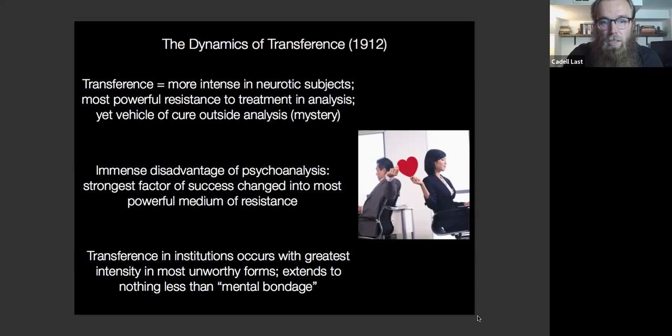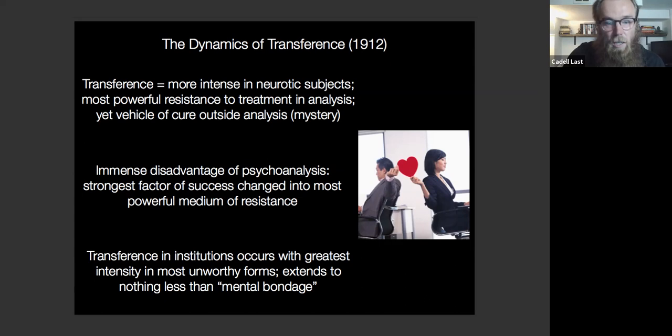So again, I think that the so-called success of the transference in institutional settings is in some sense a mental bondage, which keeps us, I think, in a state of lower psychological development potentially.